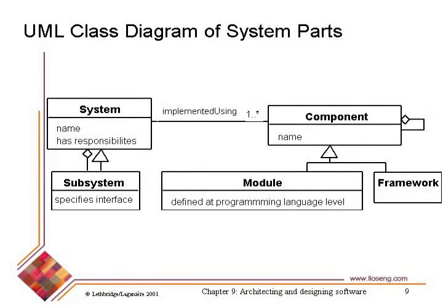And I'm seeing that systems in general, whether they be full systems or subsystems, are implemented using components, one or more. And components have subcomponents. So I'm using a reflexive association to model that hierarchy. And one type of component is a module that's defined at the programming language level. Another type of component is a framework. Yes, a framework is a component.